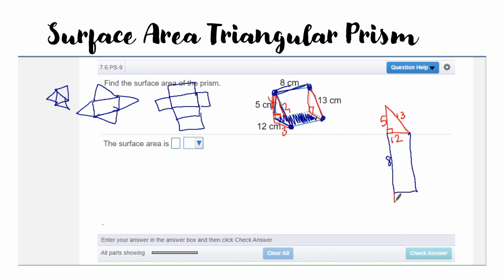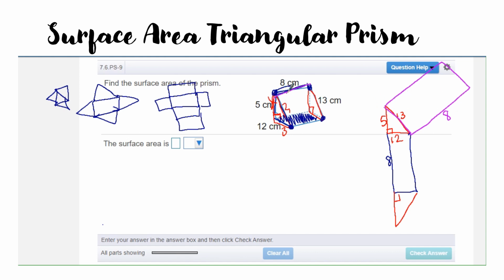Two identical bases, so I'm going to draw a right triangle right here. Now normally I would just draw my lateral face right here and right here, but I'm not going to do that because I want you to understand why all of my lateral faces have different dimensions. So I'm going to draw my lateral face coming from my base. So this edge of the triangle is 13. So this lateral face's dimensions are going to be 13 by 8, because the height of all of the lateral faces is 8.